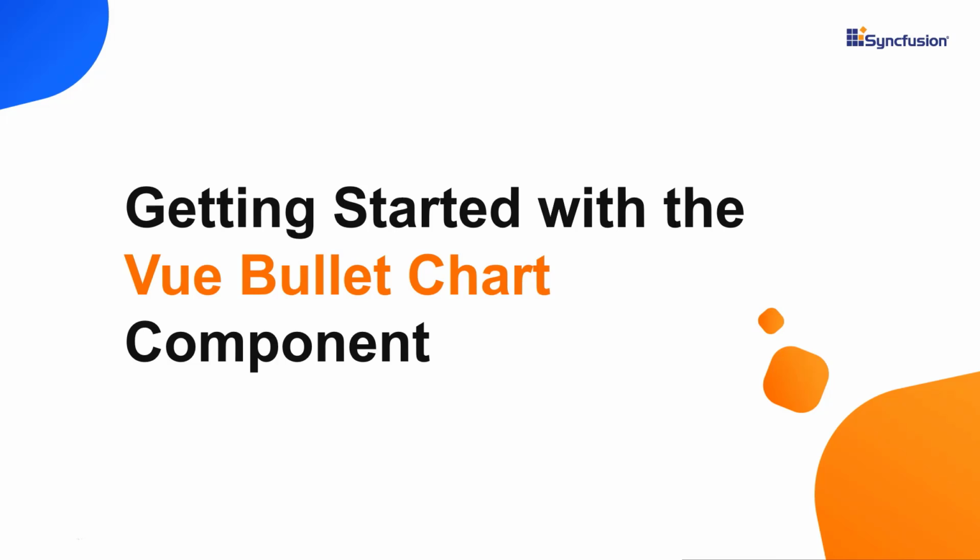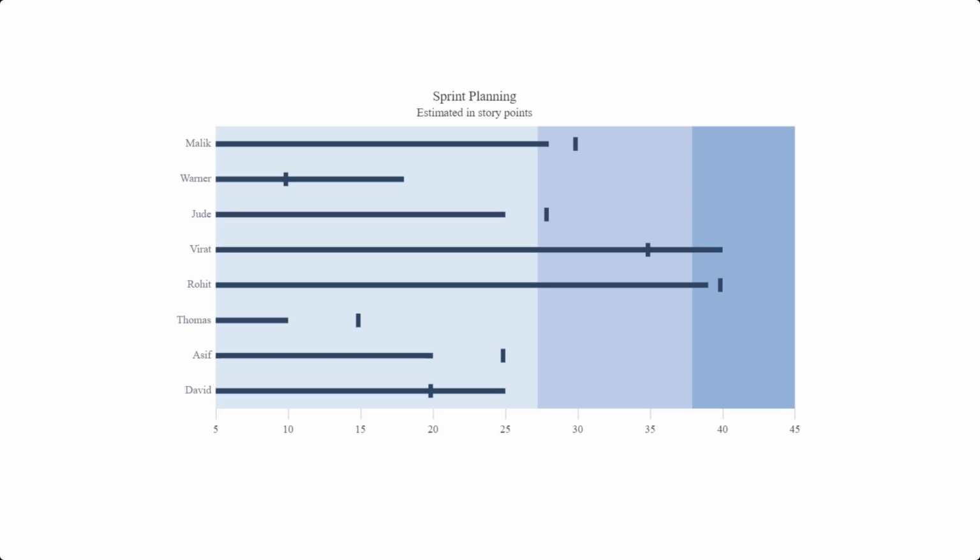Hi everyone, welcome to this video tutorial on how to create and configure the Vue Bullet Chart component using the Vue CLI command and Syncfusion EJ2 Vue Charts package. Using the Vue Bullet Chart, you can compare values of two measures. Here, a particular individual's completed story value is compared to a target value.